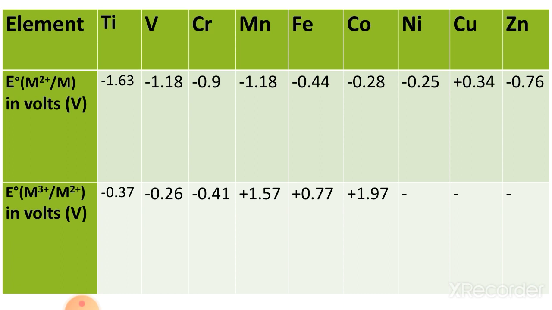Now some more points noted down: copper is unique in showing a positive value of E naught. This explains why it does not liberate H2 gas from acid. The reason for the positive value of E naught for copper is that the sum of enthalpy of sublimation and ionization is not balanced, that is, compensated by hydration enthalpy.